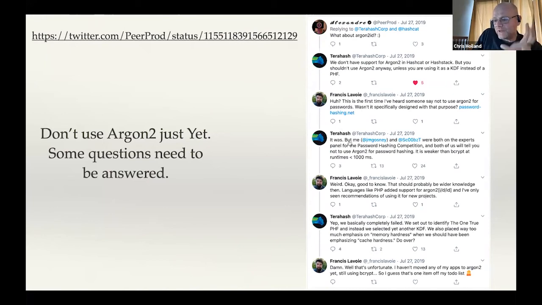some of the folks who worked at TerraHash, J.M. Gosney, were actually part of the password hashing competition in 2015. They were kind of on the judging panel, and they realized after the fact that it was not a good password hashing algorithm, and so they don't recommend it. I don't quite understand why, but this is the thread here.